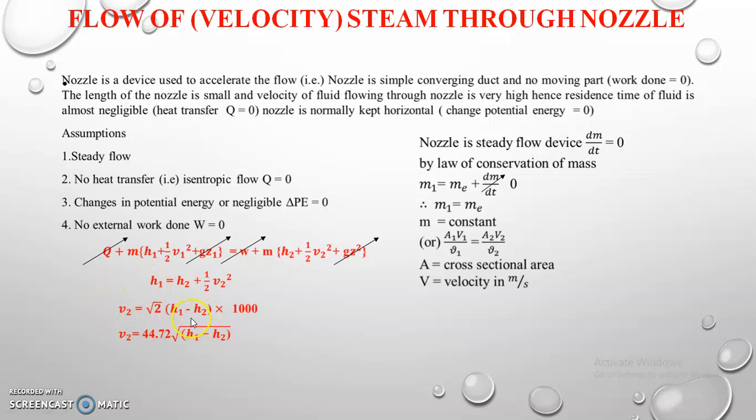Finally we find the exit velocity of the nozzle: V2 is equal to the square root of (h1 minus h2) into 1000. From the steam table the enthalpy is in kilojoules per kilogram, so to convert to meters per second we multiply by 1000. Finally the velocity is 44.72 times the square root of (h1 minus h2). From the steady flow process, A1 V1 divided by the specific volume v1 is equal to A2 V2 divided by the specific volume v2 at the outlet condition. Here A is the cross-sectional area and V is the velocity in meters per second.